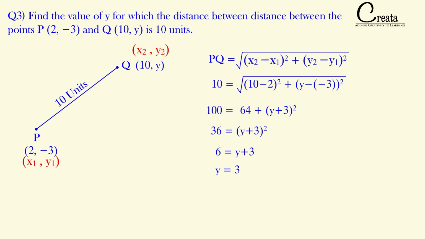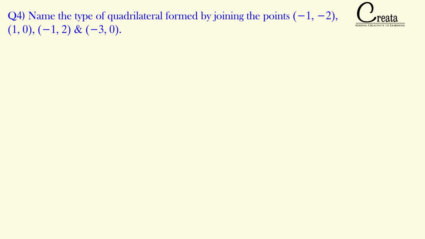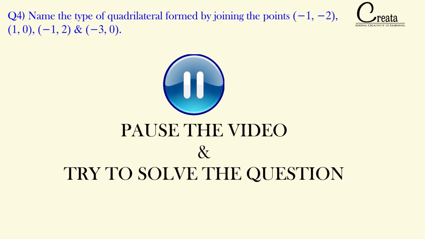Okay, got it? Simple one. Let's move further to the next question. The question is, name the type of quadrilateral formed by joining the points -1, -2, 1, 0, -1, 2 and -3, 0. Take your time, pause the video and solve this question.